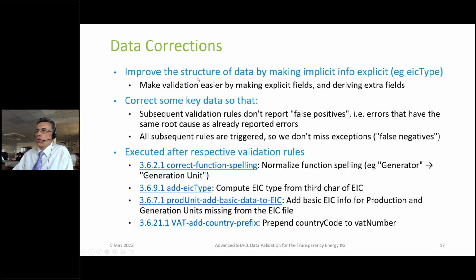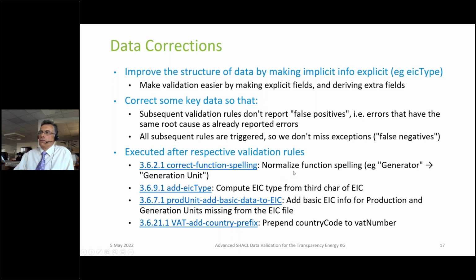Okay, data corrections, I already mentioned. The purpose of data correction is first to make some information more explicit. For example, the third character of the EIC code, we capture it as a separate field called EIC type. There is such a code list distributed by ANSI. We basically link to that code list. Then we also make corrections in the data so that subsequent validation rules can be more meaningful, can return more meaningful data, and so that we do not miss to trigger a rule. And here are the corrections.